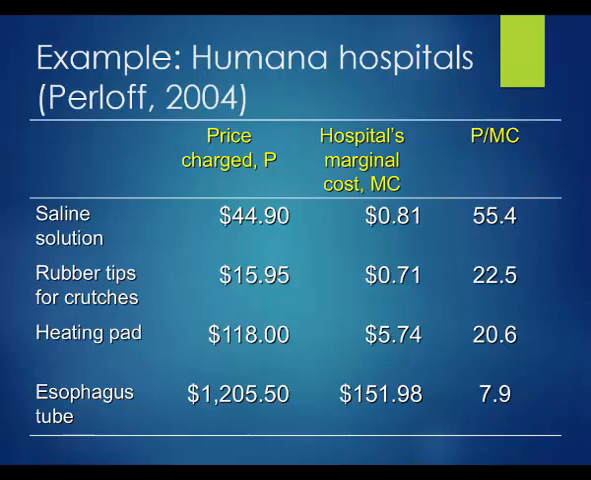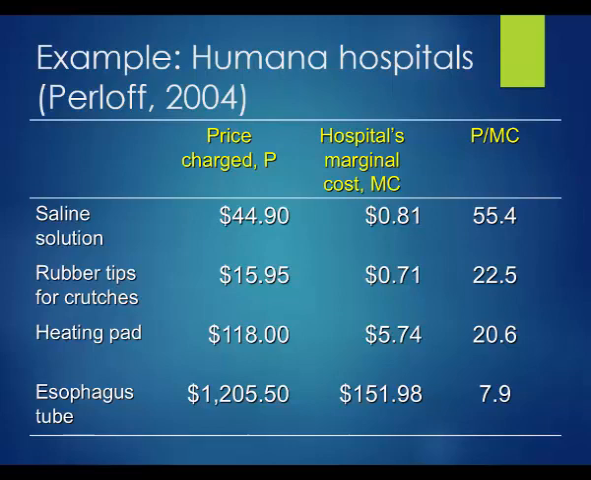Basically, the hospitals that this person studied were charging just shy of $45 for a bag of saline solution. There was an 81-cent marginal cost. The price to marginal cost ratio is 55.4. You can kind of think about that as a 550% markup. Why is that? Real simple.